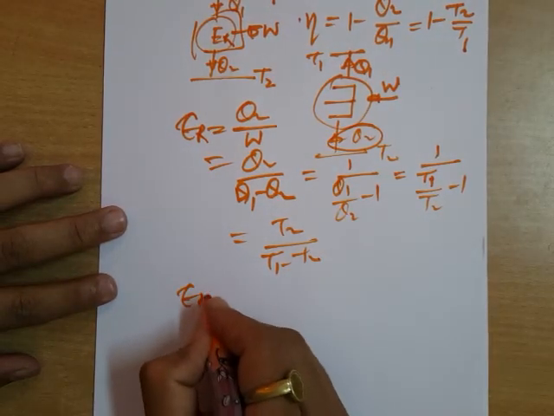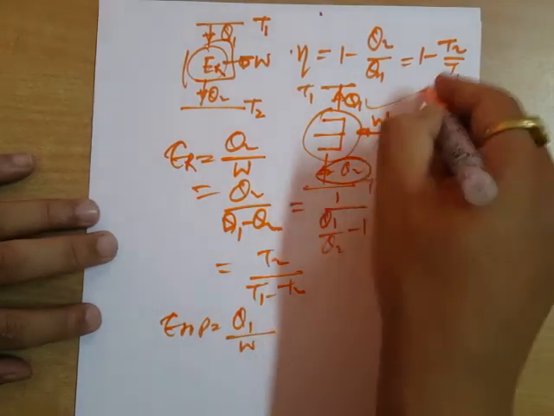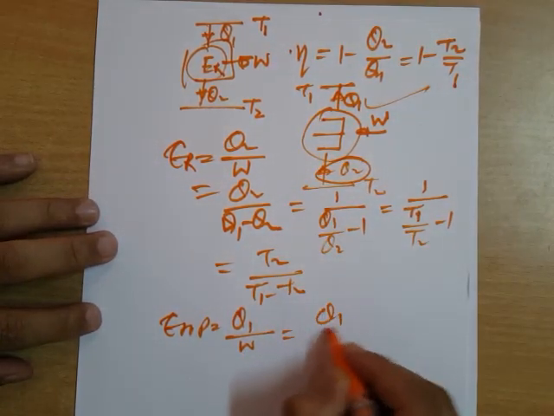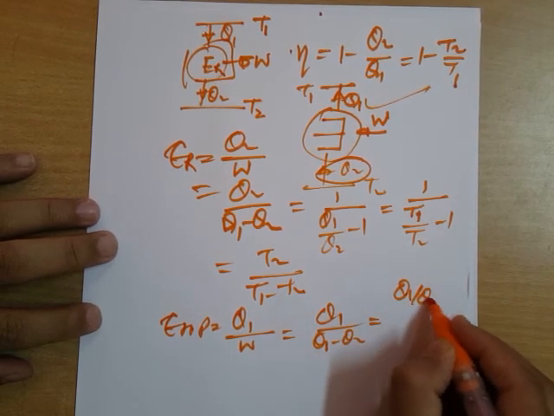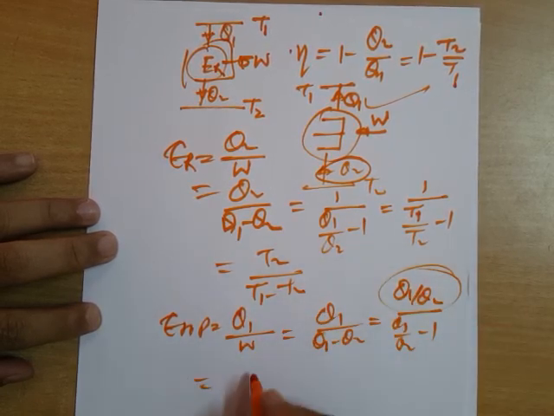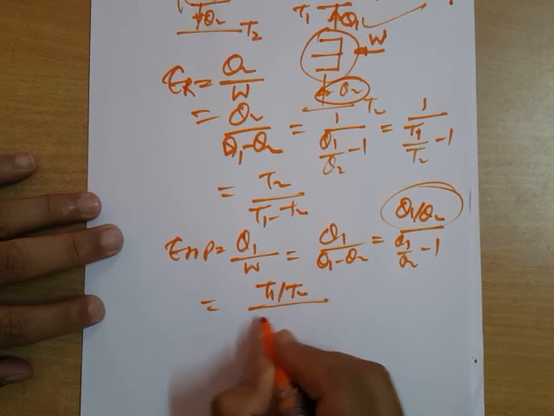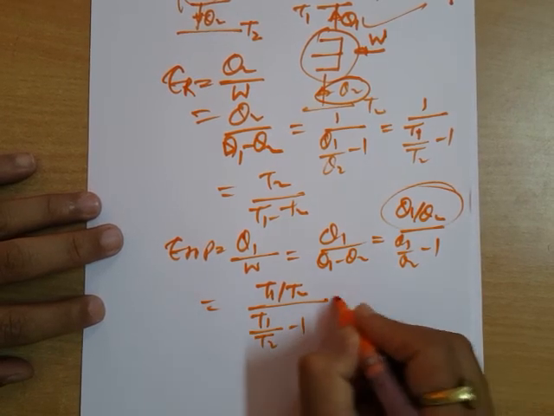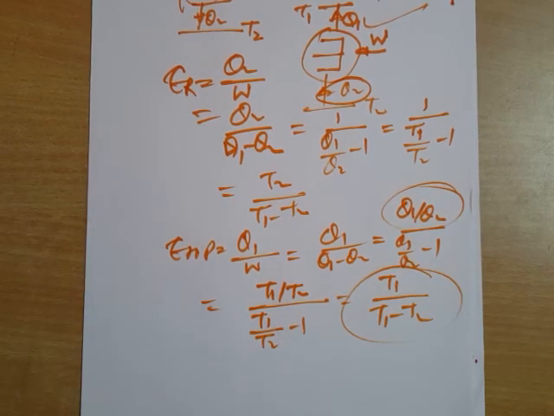Similarly, the COP of a heat pump is desired effect upon work done. What is the desired effect in case of a heat pump? It is Q1. So it will be Q1 divided by Q1 minus Q2, dividing by Q2, it is Q1 by Q2 divided by Q1 by Q2 minus 1. So Q1 by Q2 is T1 by T2 for a reversible one. So this will be T1 by T2 divided by T1 by T2 minus 1. Taking LCM, it will be T1 by T1 minus T2. So these are the efficiencies and COPs of reversible heat pumps and engines.